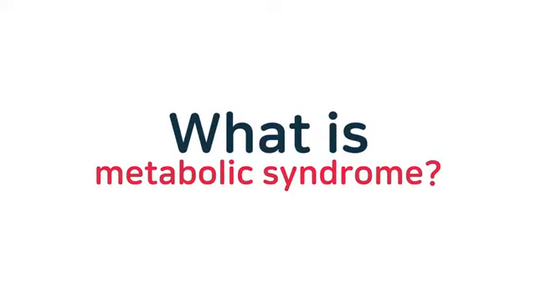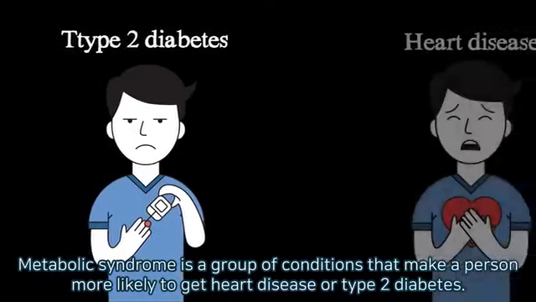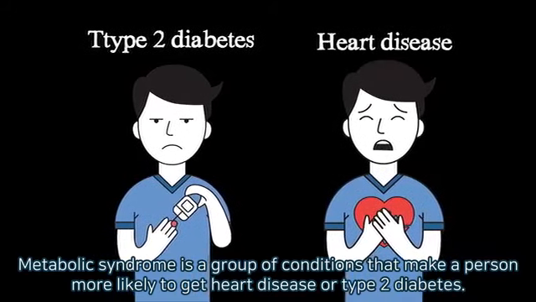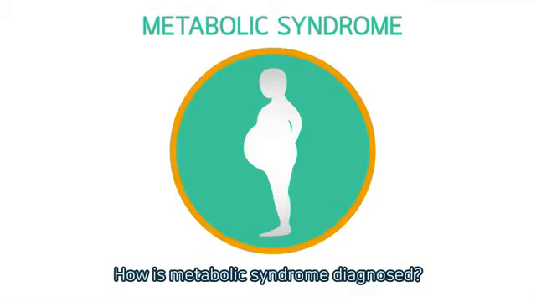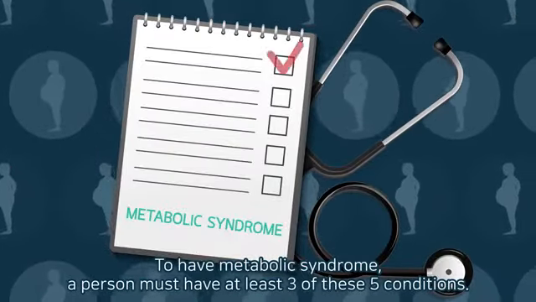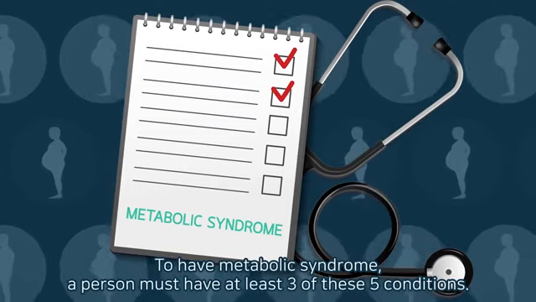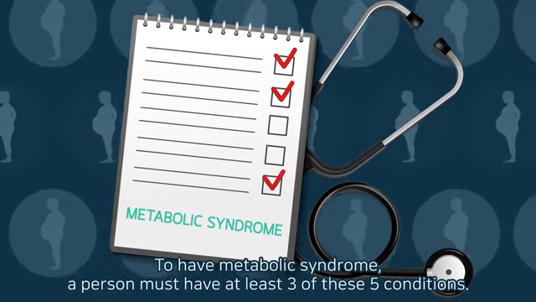What is metabolic syndrome? Metabolic syndrome is a group of conditions that make a person more likely to get heart disease or type 2 diabetes. How is metabolic syndrome diagnosed? To have metabolic syndrome, a person must have at least 3 of these 5 conditions.